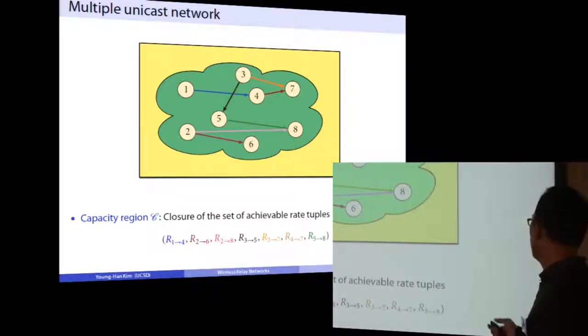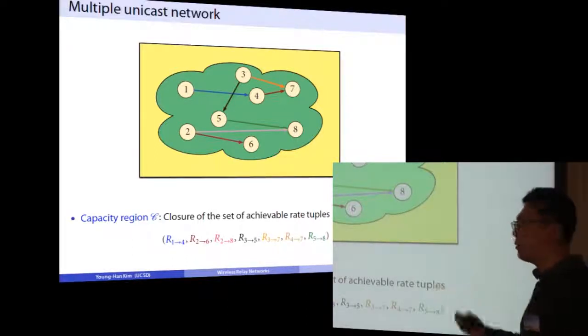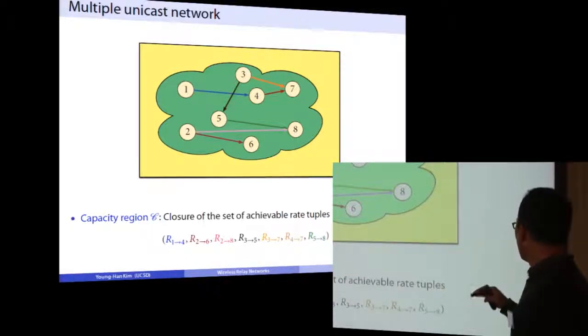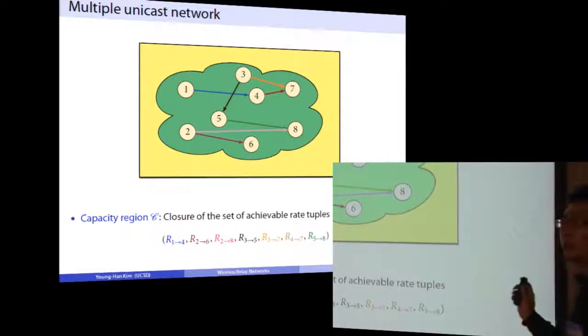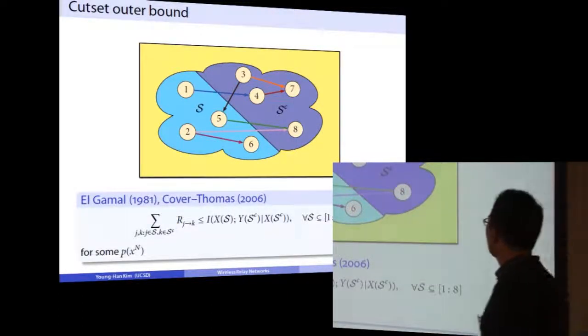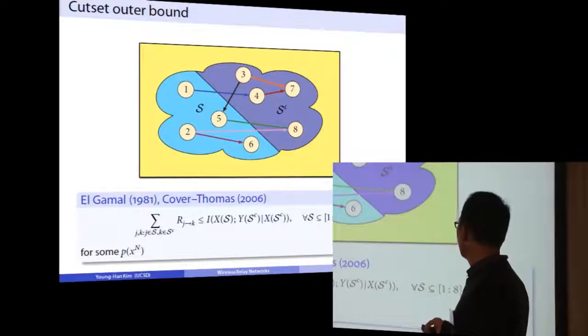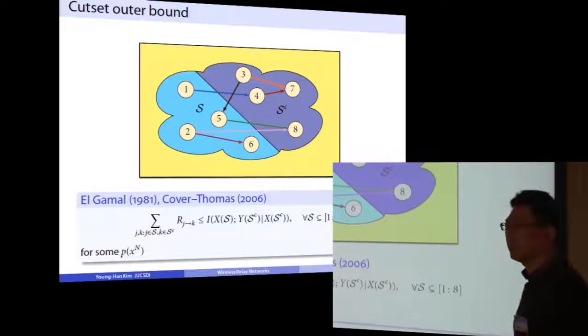And we'd like to characterize or bound the capacity region, which is, as usual, the closure of the set of achievable rate tuples. Okay, so that is the question we have. The cut-set bound, going back to El-Gamal and made very popular by Cover and Thomas in their network information theory chapter, goes like this.